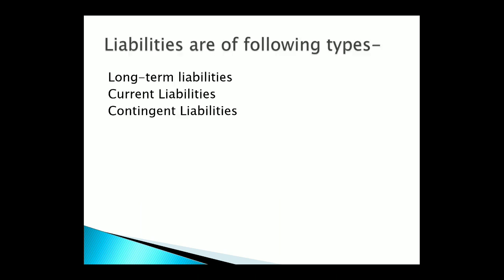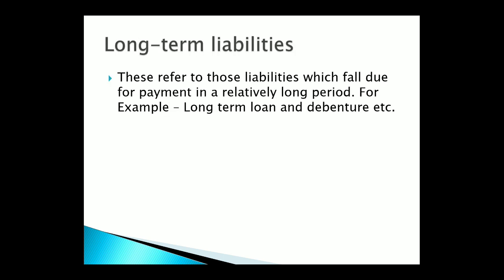Okay, now we will talk about the types of liabilities. So liabilities are of three types: long term liabilities, current liabilities, and contingent liabilities. Now we will discuss them in detail. Long term liabilities refer to those liabilities which fall due for payment after a relatively long period, for example long term loans and debentures.